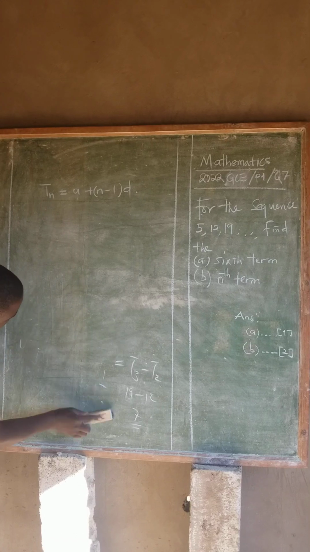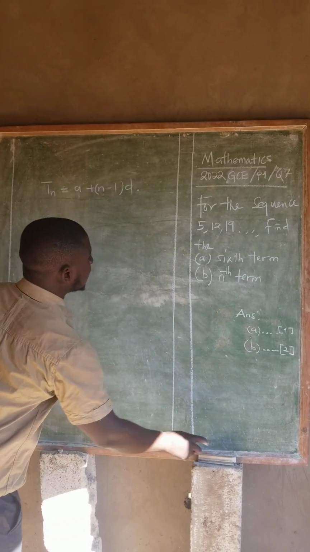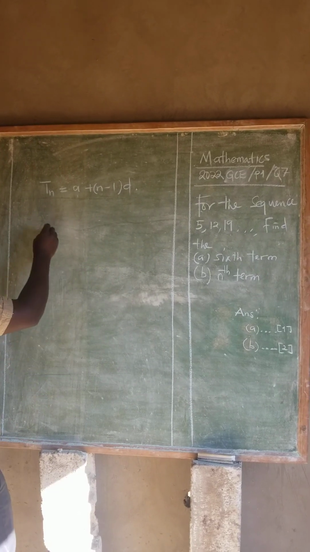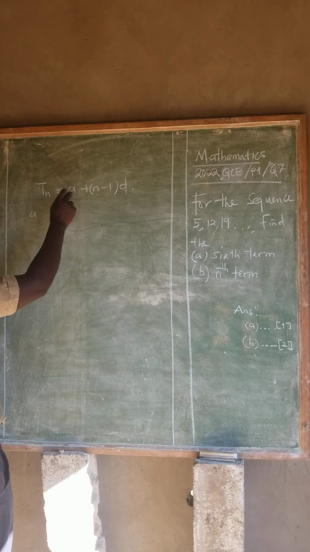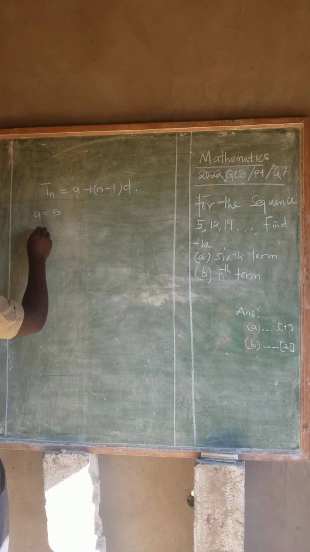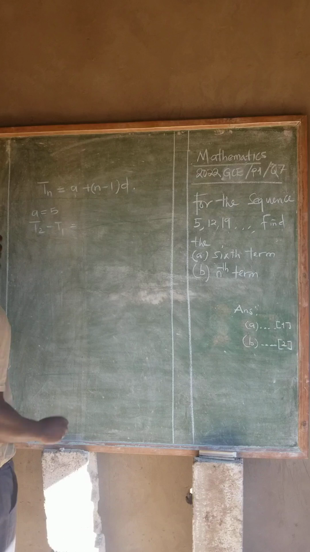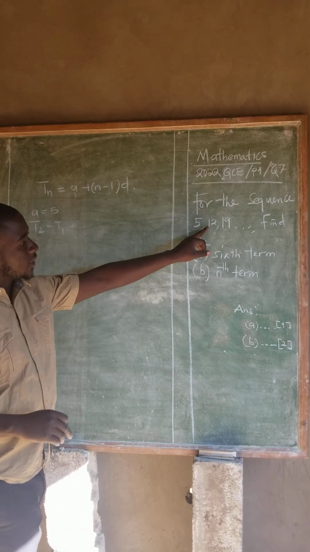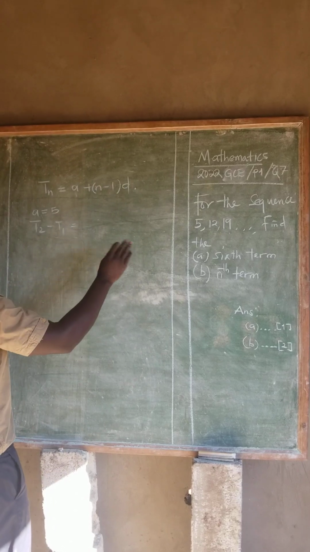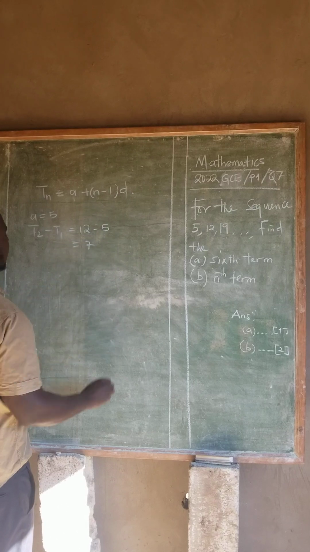So now what we're going to do is identify our first term and our common difference, because this is an AP. So we are saying a here is the first term, which is going to be 5. For the common difference, T1, T2, you can pick this one and this one, or this one and this one. So here I'm picking 12 and 5, so that I get 7.